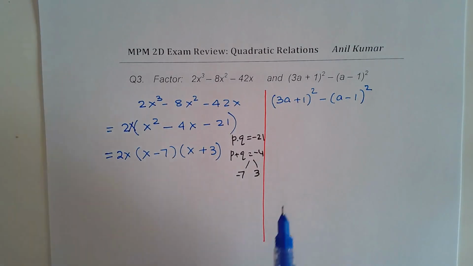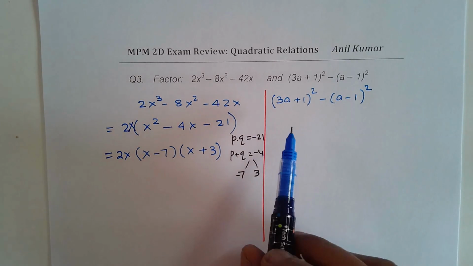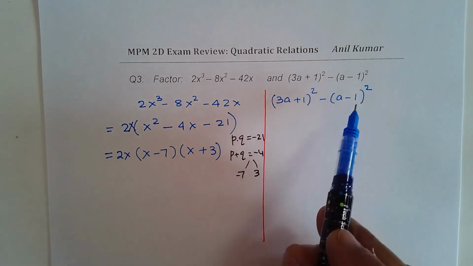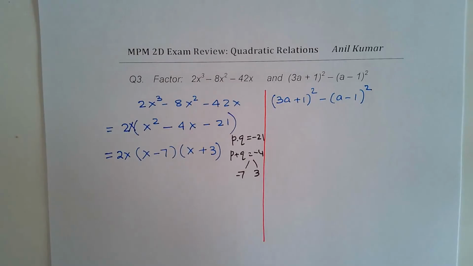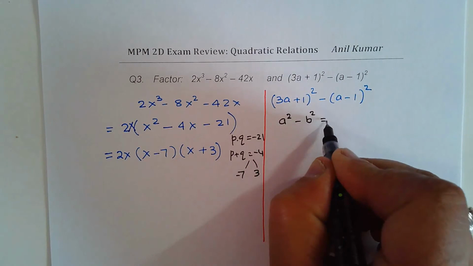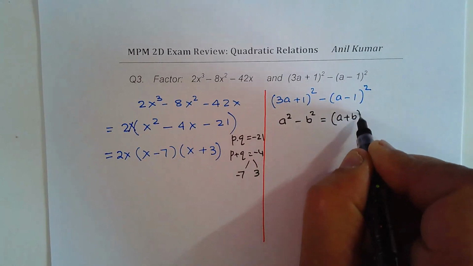Let's do the second one. 3a plus 1 whole square minus a minus 1 whole square. Now here we'll directly apply the formula. A square minus b square equals a plus b times a minus b.